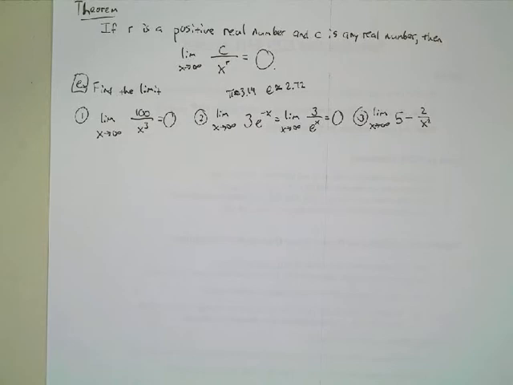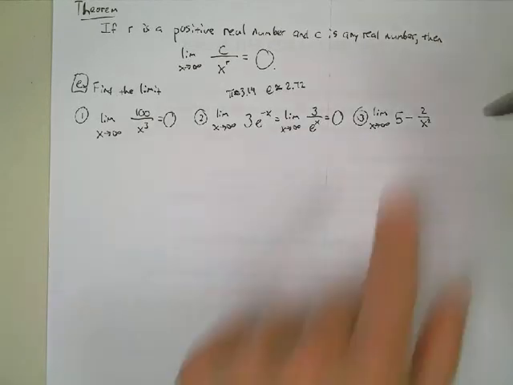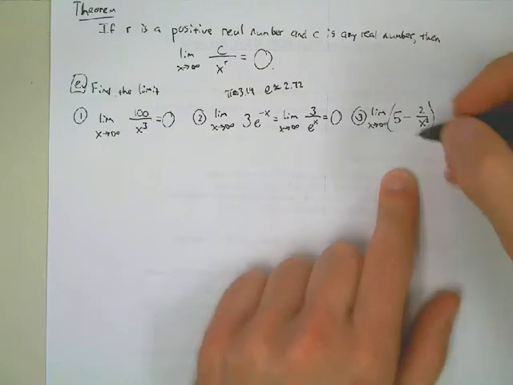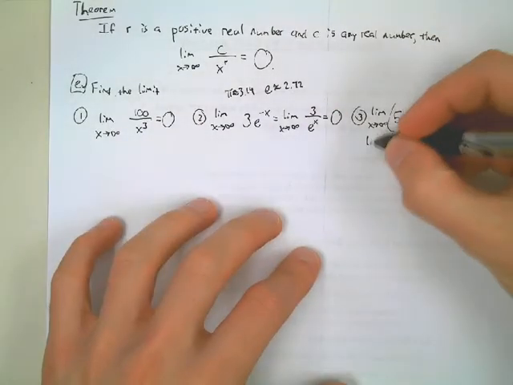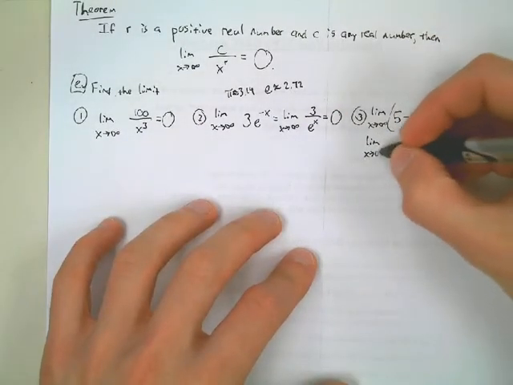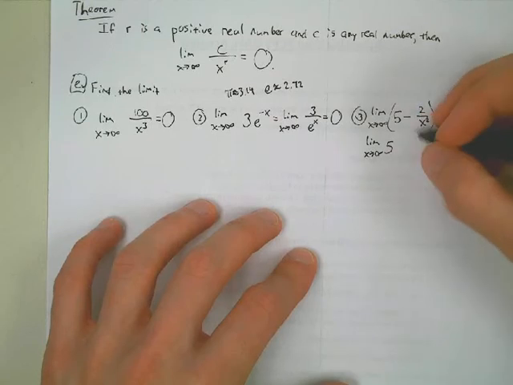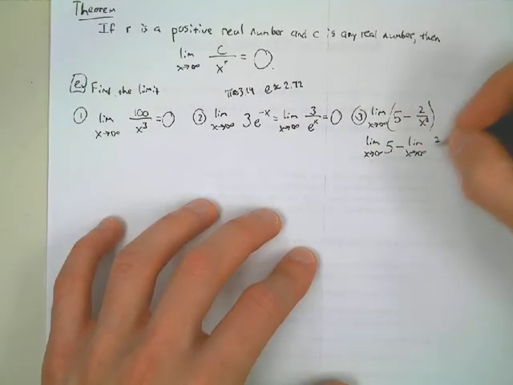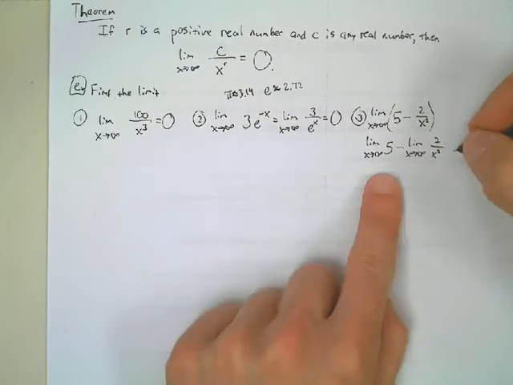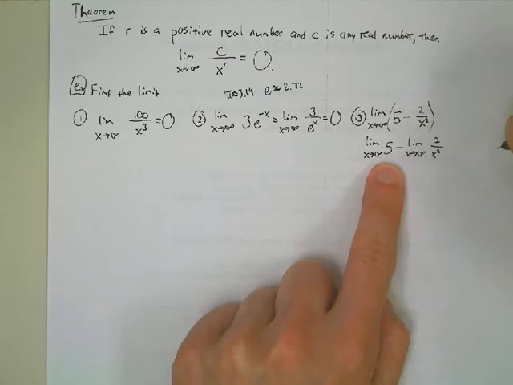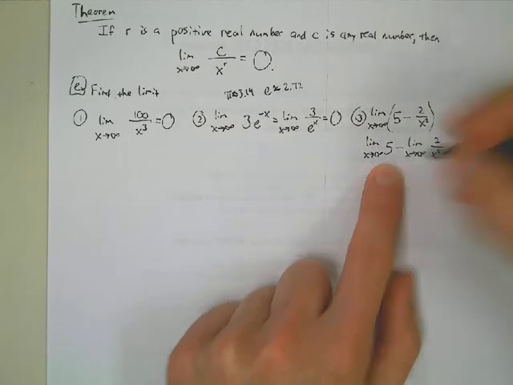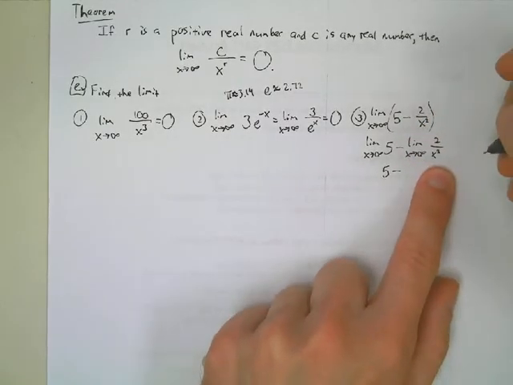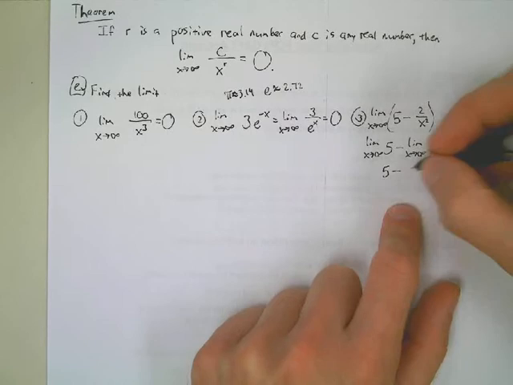When you have a limit like this, and by the way, it's the limit of the entire quantity here, remember you can break up the limit over subtraction or addition. Since I have subtraction, I'll say the limit as x approaches infinity of 5 minus the limit as x approaches infinity of 2 over x squared. What's the limit as x approaches infinity of 5? 5. There's no x there. Now, what's the limit as x approaches infinity of 2 over x squared? 0. So it's 5 minus 0, and 5 is your answer.